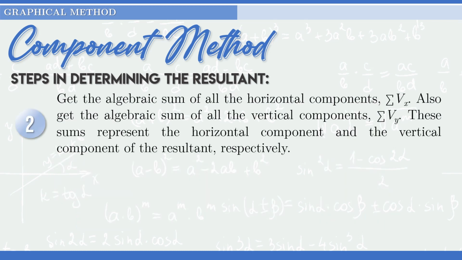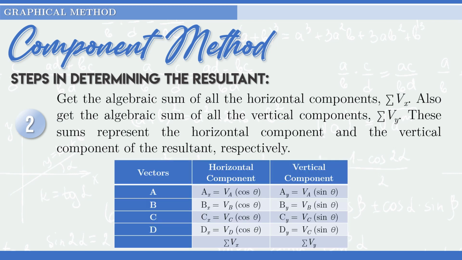For the second step, get the algebraic sum of all the horizontal components, or the summation of vector in x. Also get the algebraic sum of all the vertical components, or the summation of vector in y. These sums represent the horizontal component and the vertical component of the resultant respectively. When considering the direction of the obtained resultant, we only have to look at the direction of the horizontal and vertical components, and that will lead us to its direction.